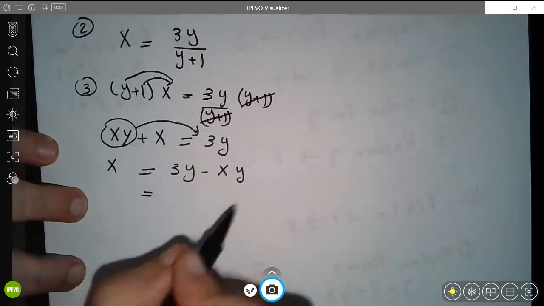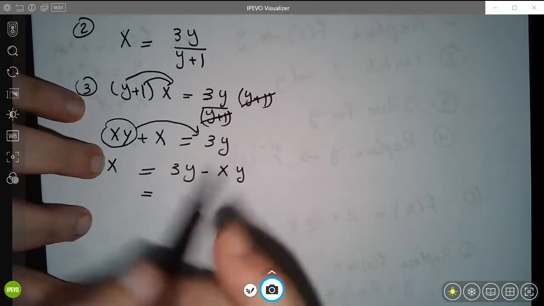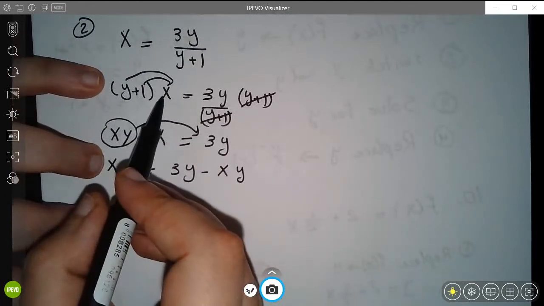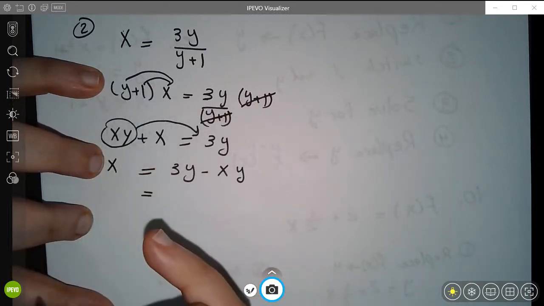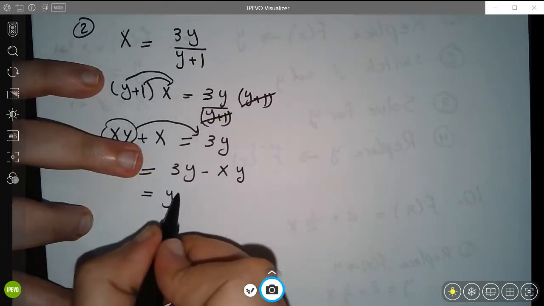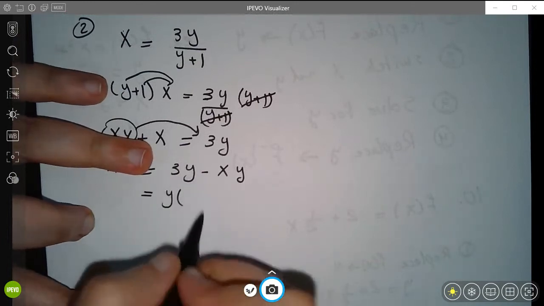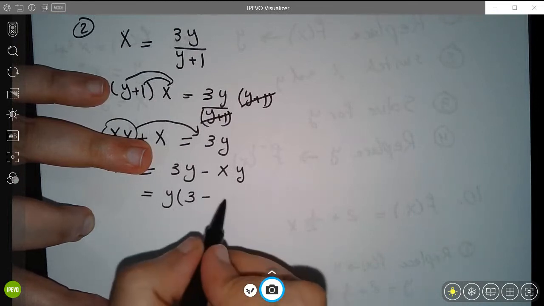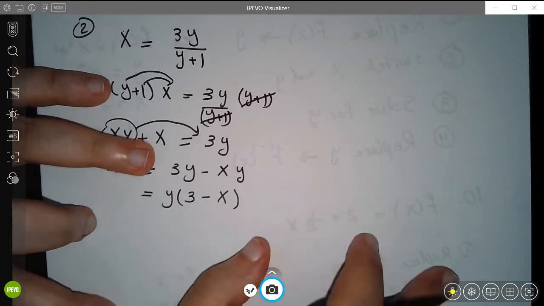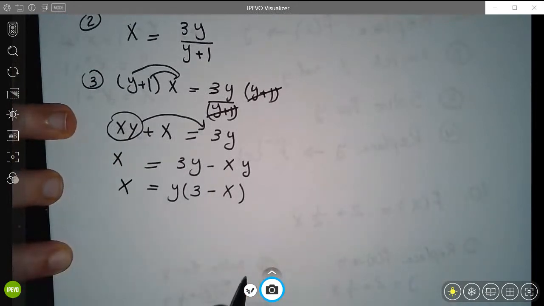Now I'm going to take y as a common factor and factor it out. Just like we had x as a common factor here and we multiplied in, now I'm doing the opposite. I'm taking the y out. When you take the y out, you divide everything on the inside by y. 3y divided by y gives you 3, minus xy divided by y gives you x. And on this side, we still have x.